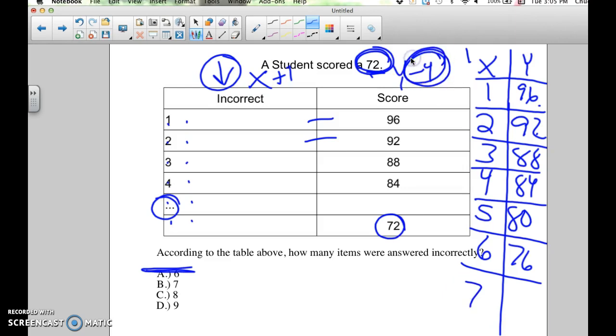76 minus 4 is 72. How many items did this person miss? 7. Do you see how we did that? You can't use this chart. You're going to have to draw your own chart tomorrow. I promise you, you will see one very similar to this. Not the same numbers, but very similar. Do you understand how to solve that one? All right.